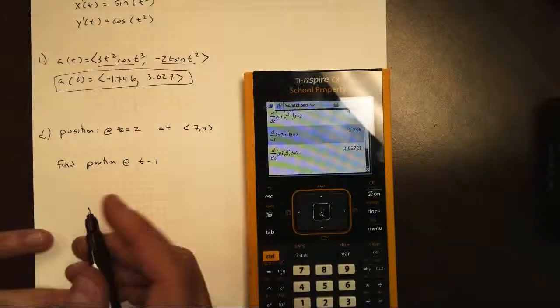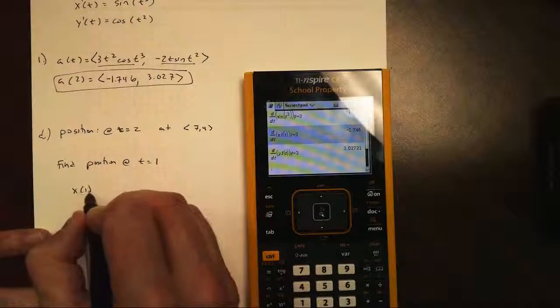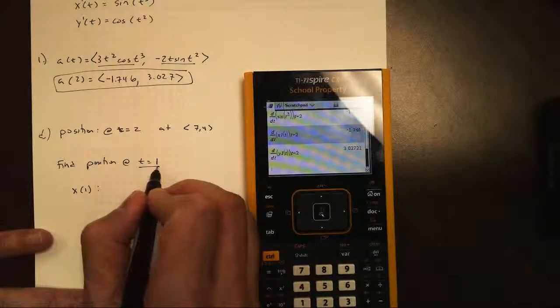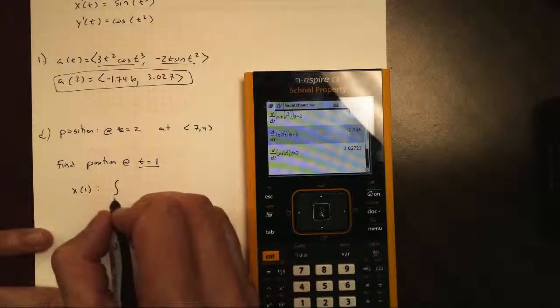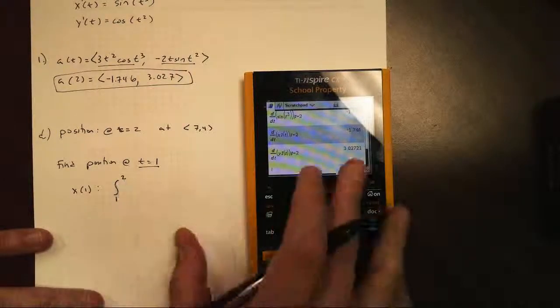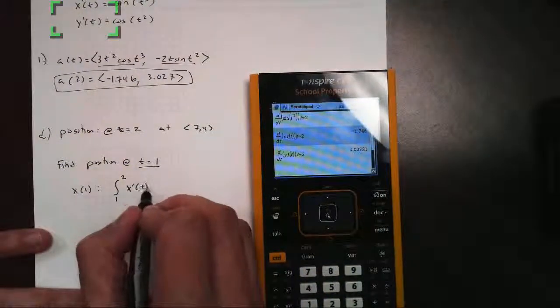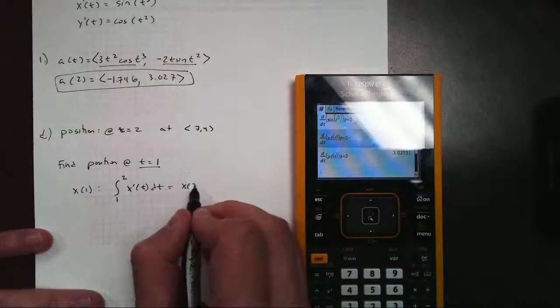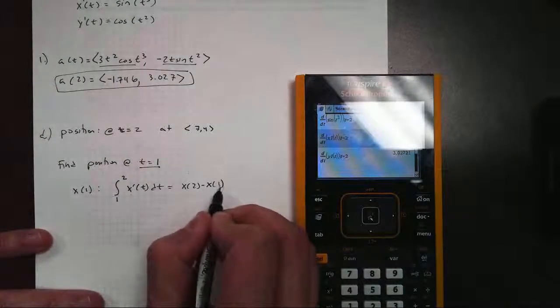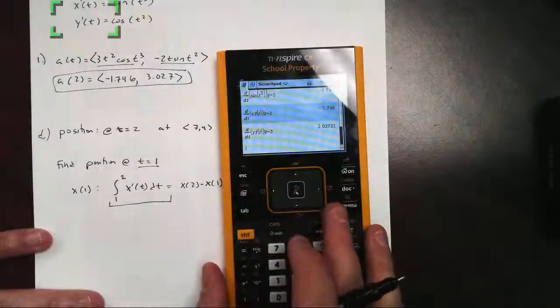So if I want to get the position, same idea. If I want to find x1, the position at 1, it's going to be the antiderivative from 1 to 2 of x prime of t dt. Using my FTC, that's going to give me x of 2 minus x of 1. And what I can do now is just type this in my calculator.